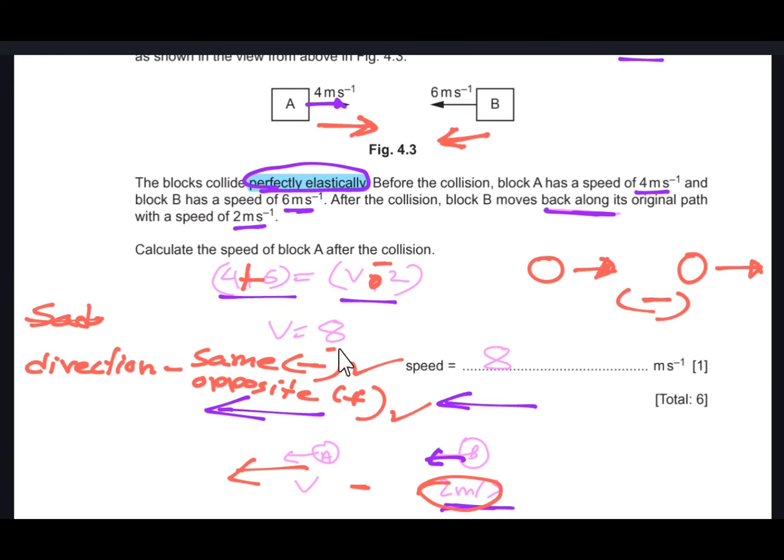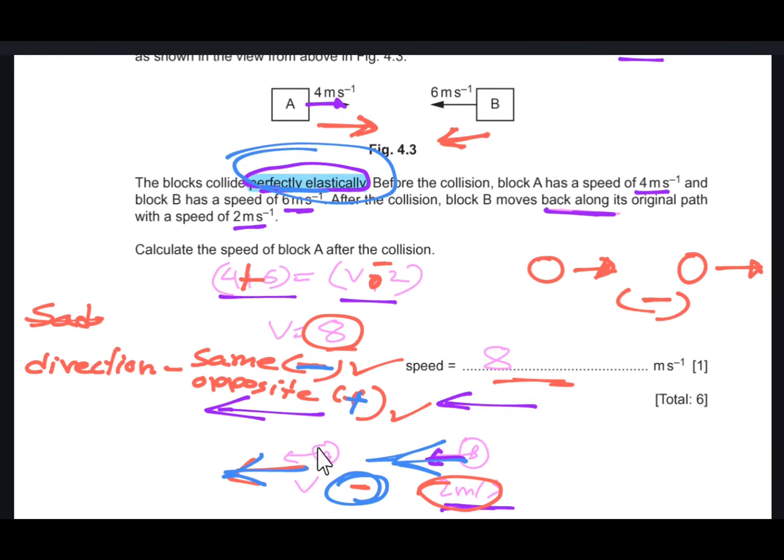After subtracting, the answer comes to be 8, that is 8 meters per second. So in summary, only for a perfectly elastic collision, if the objects are moving in the same direction, then we subtract their speeds. If the objects are moving in opposite directions, then we add their speeds. Suppose these two objects are moving in opposite directions, therefore we add their speeds, and these two objects are moving in the same direction as represented by this arrow, so we subtract their speeds.